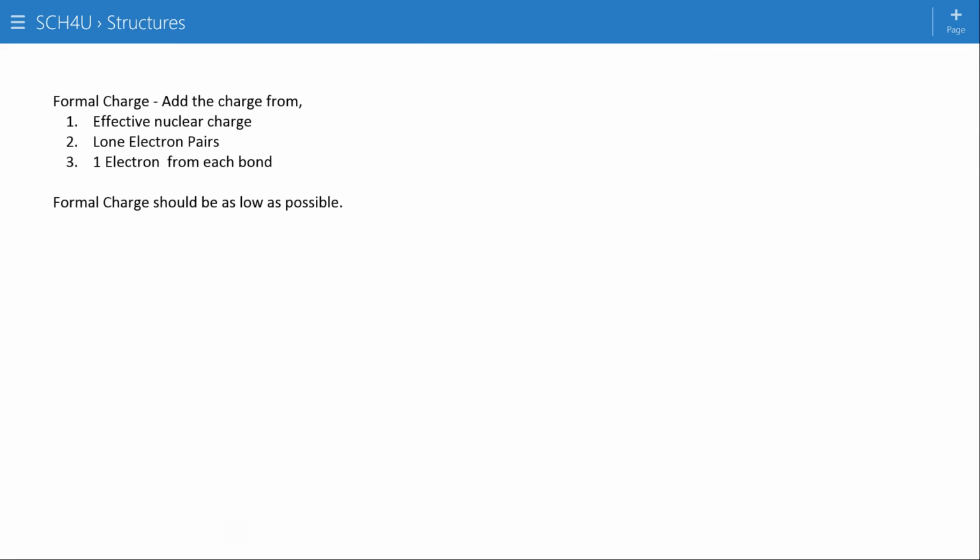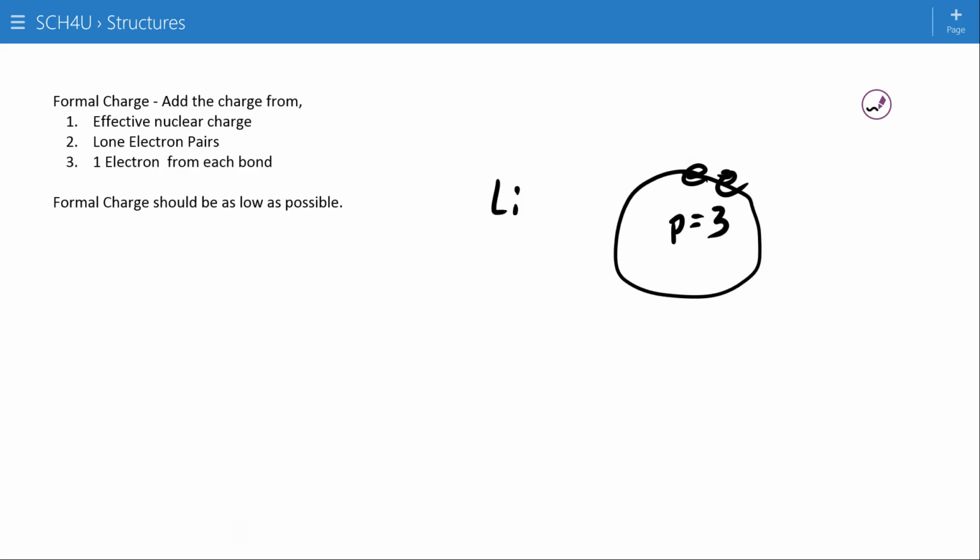Formal charge is the effective nuclear charge. That's the unshielded protons, or the amount of charge in the nucleus when you consider all of the inner protons and you cancel out the inner electrons. For example, with an atom like lithium, it would have 3 protons. I don't really care about neutrons for the sake of formal charge. 2 electrons in the first shell and 1 electron in the next shell.